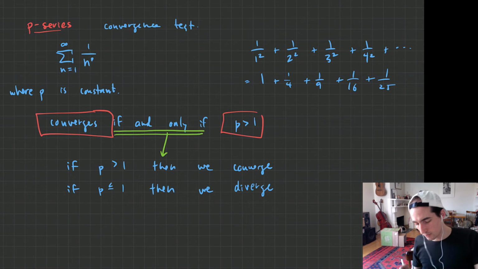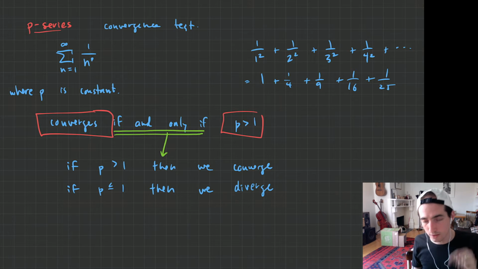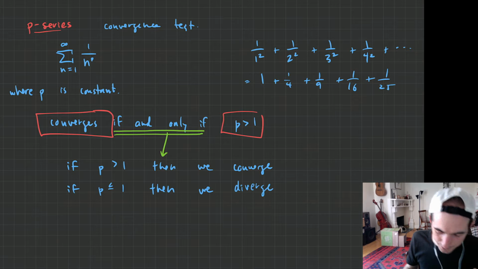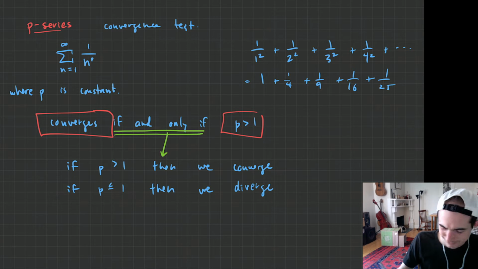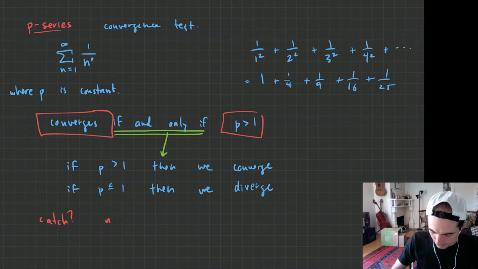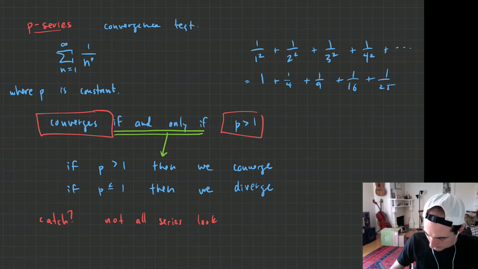If p is greater than 1, we converge. If p is not greater than 1, we diverge. Okay, so it's a very strong test. But the catch, what's the catch? Why can't we just use this all the time? Well, because not all series look like this.